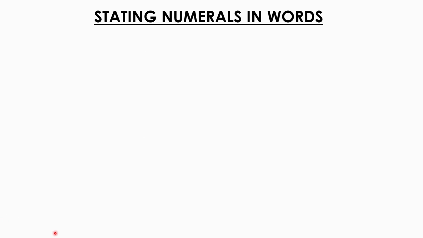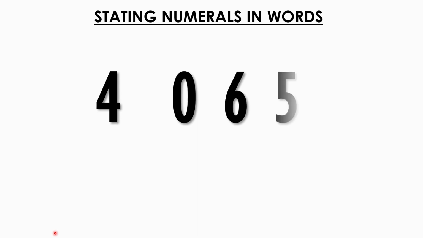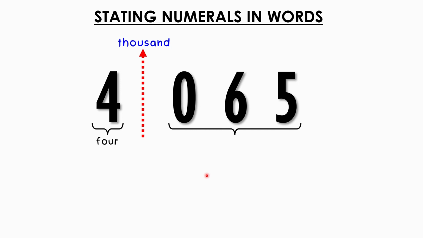Let's look at the next example. We're going to count the digits from the back. 1, 2, 3, followed by our partition where we are going to use the word thousand. The number before the partition is 4 and the number after the partition. Now there are 3 digits after the partition, 0, 6 and 5. However, only the last 2 digits carry value. 0 does not have any value, so we do not include the 0 in our pronunciation. We only pronounce the last 2 digits. So this is pronounced as 65.